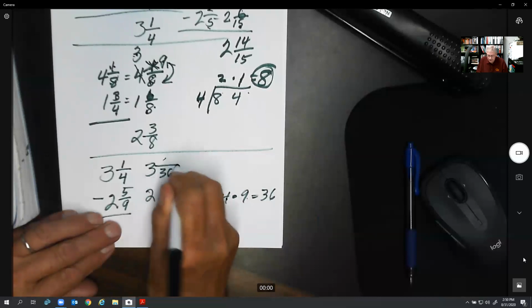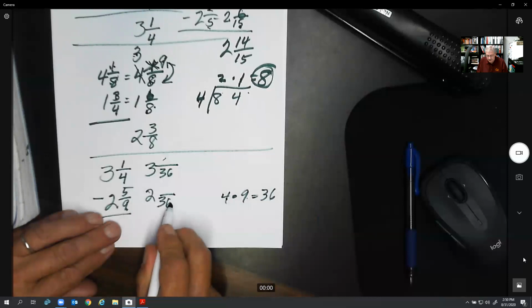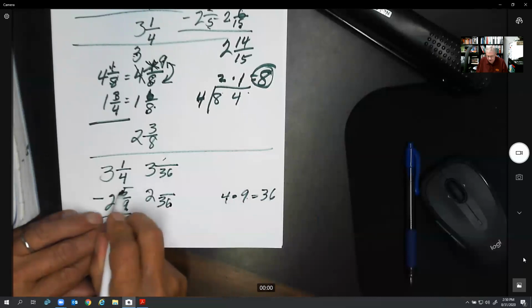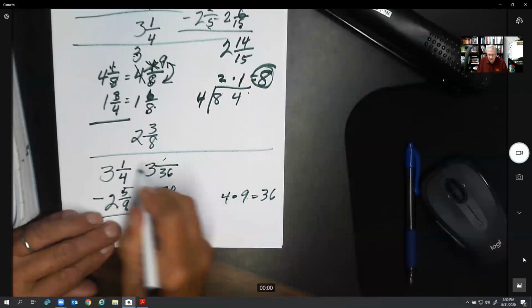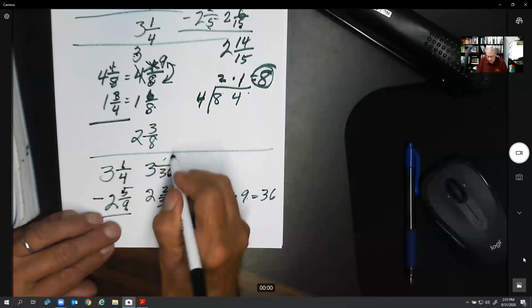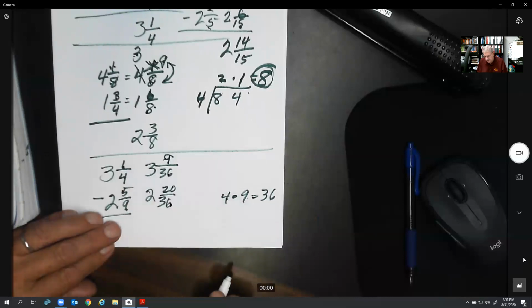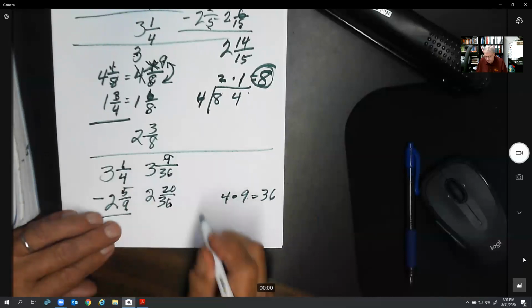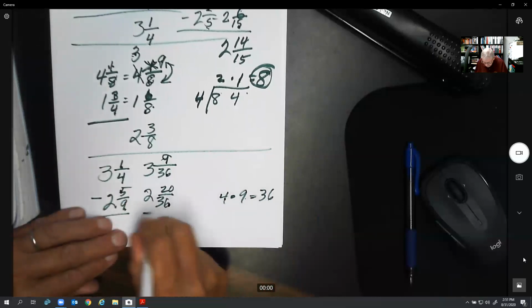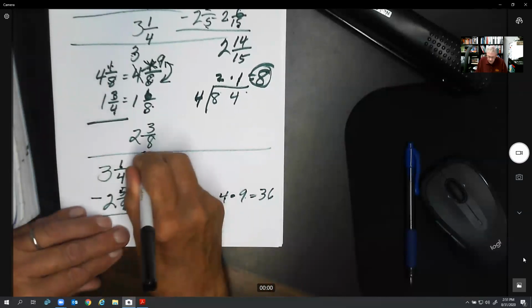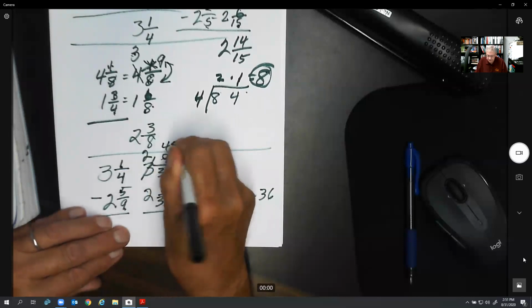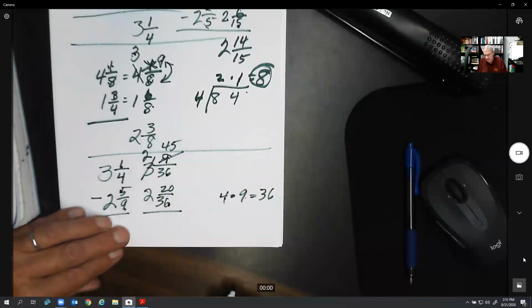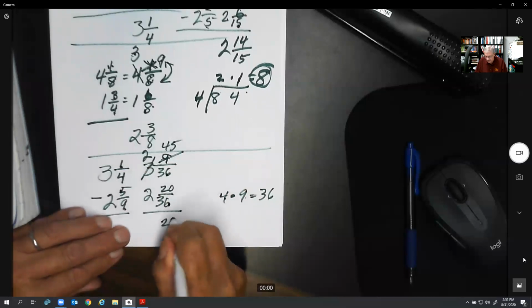36. Divide. 9 into 36, 4. 4 times 5, 20. Write it down. 4 into 36, 9. 9 times 1, 9. Write it down. Can't subtract. Oh my gosh, I can't subtract. What am I going to do? All right, borrow, subtract, add. 45. Just that easy. Now all I got to do is write it down.